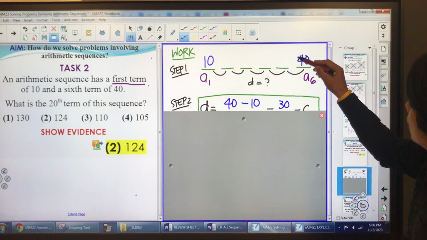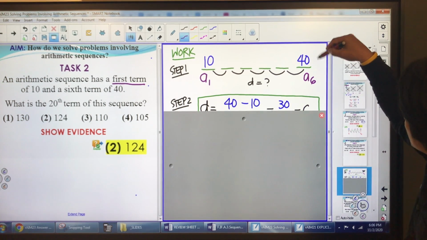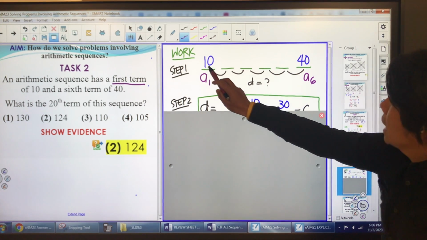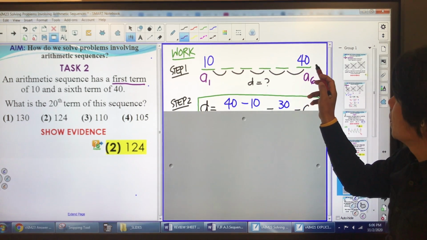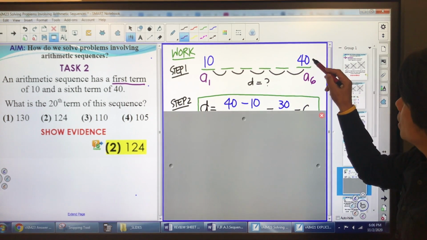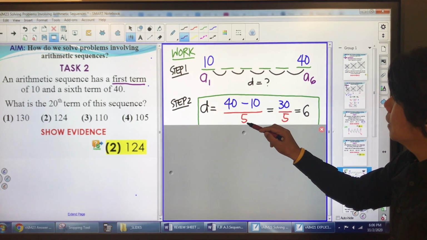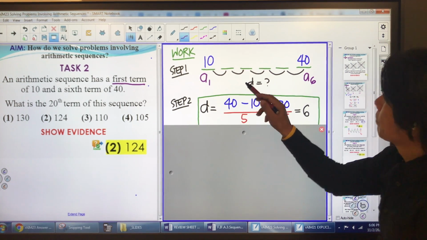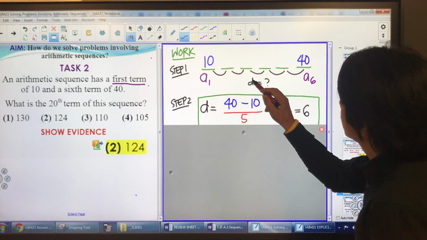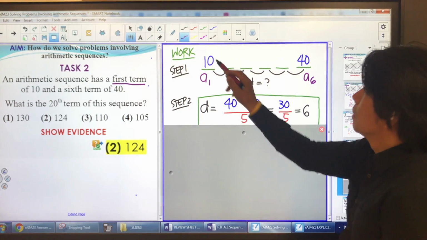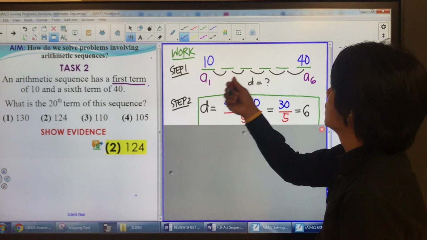You see this? You take the bigger number here, 40, minus that 10, meaning the last term here, minus 10, divided by, where did I get this 5 from? You need to count the number of skips from what? From 10 to 40.